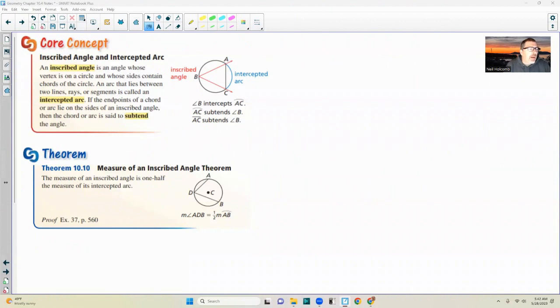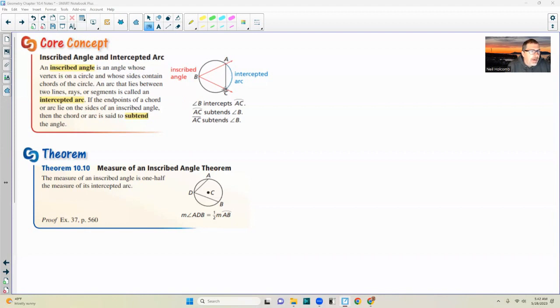Okay, so we have a couple of core concepts to talk about here. Inscribed angle and intercepted arc. An inscribed angle is an angle whose vertex is on the circle and whose sides contain chords of the circle, just like I described in the first page. An arc that lies between two lines, rays, or segments is called an intercepted arc. I've also explained that. If the endpoints of a chord or an arc lie on the sides of an inscribed angle, then the chord or arc is said to subtend the angle.